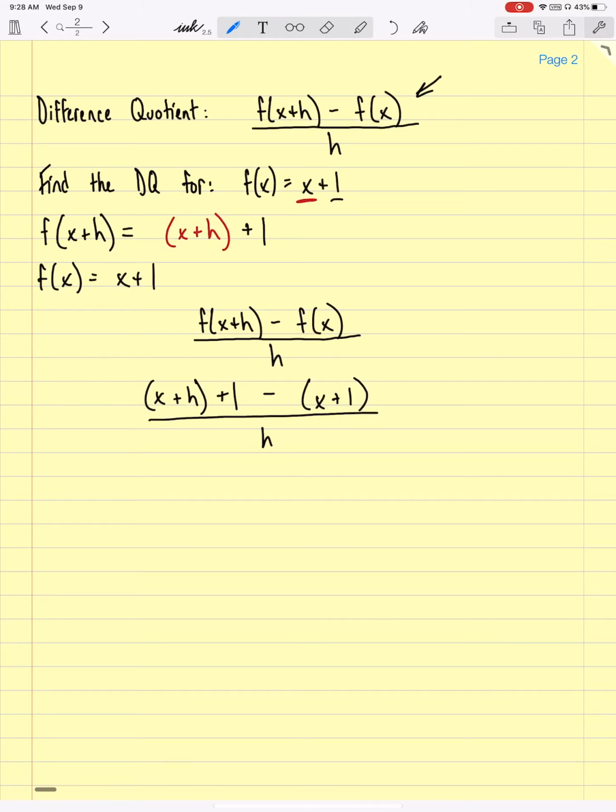So in all of these problems, the h will cancel out no matter what. It'll always cancel out. So if your h doesn't cancel, then you probably have some mistake in there. But you just simplify this. So x plus h plus 1 minus x minus 1, if I distribute that sign. And stuff cancels. So the x's cancel, and the 1's cancel, and I'm left with just h over h, which is simply 1. So the difference quotient for f of x equals x plus 1 is equal to 1.